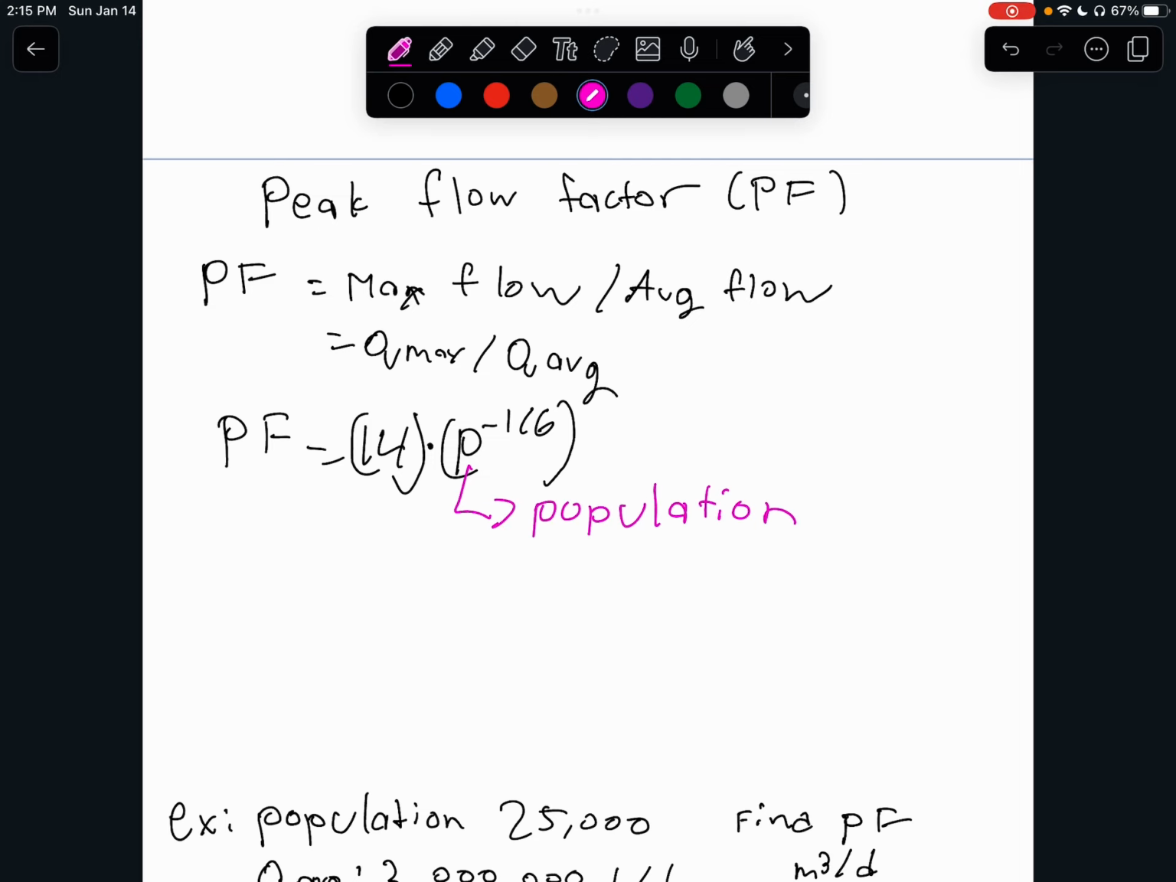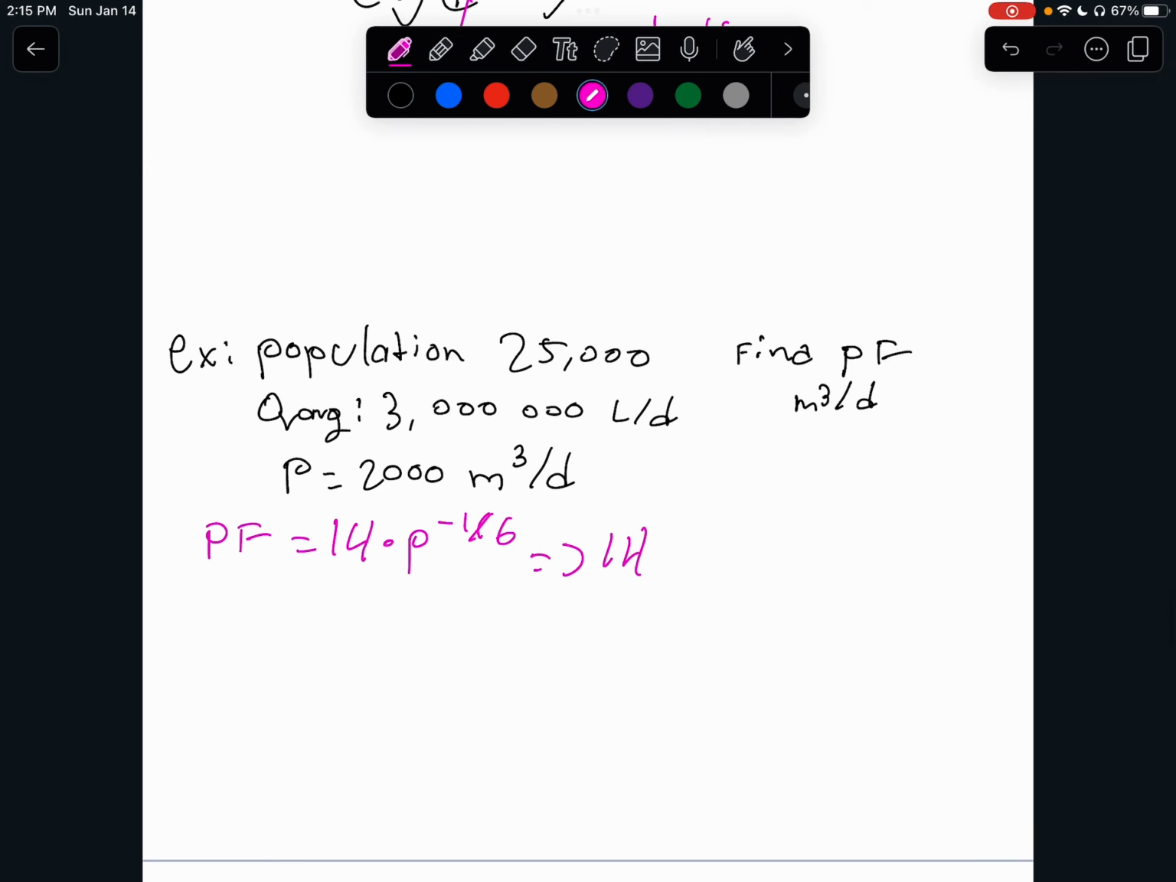I should have added that in, I apologize. So P is our population, so it's 14 times 25,000 to the power of -1/6. So if we do this quick math, we're going to do 25,000 to the power of -1 divided by 6, right? And then times this by 14. We get an answer of 2.589. So this is our peak factor, right? So it's going to be unitless.